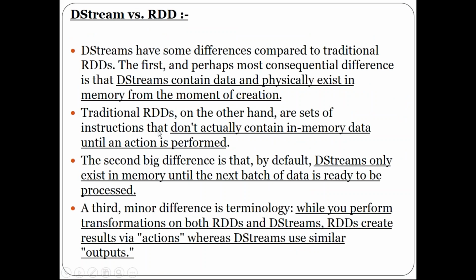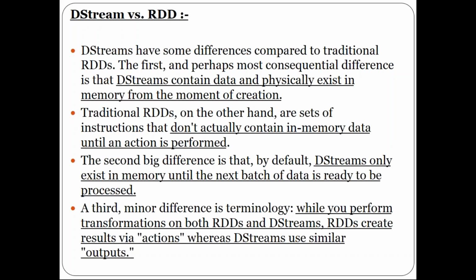Now, we talked about D streams, we talked about RDDs. What is the big difference between D streams and RDDs? D streams have some differences compared to traditional RDDs. The first and perhaps the most consequential difference is D streams contain data physically and exist in memory at the moment of creation. But traditional RDDs don't actually contain in-memory data until an action is performed.